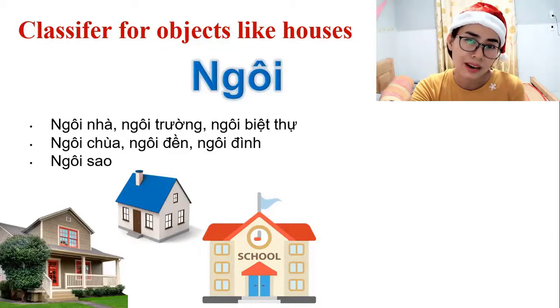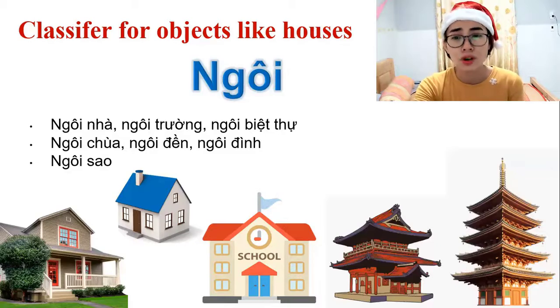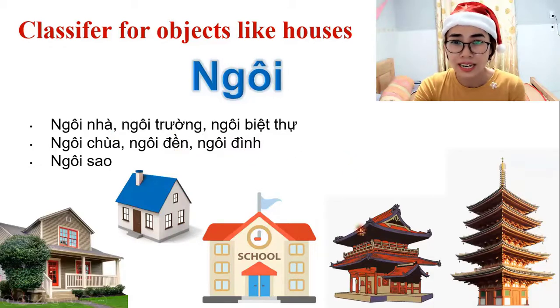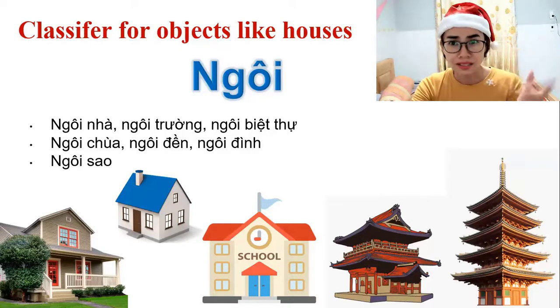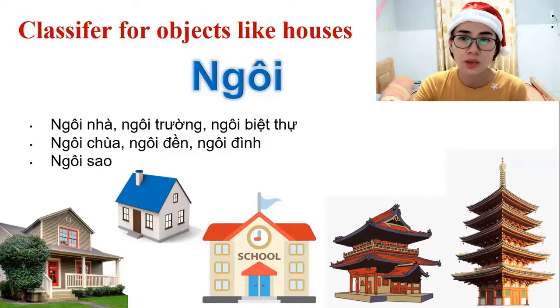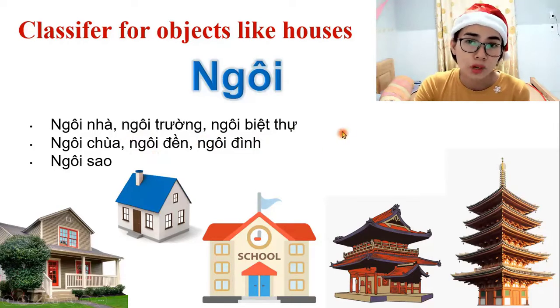Or something also like a house, temple or pagoda: ngôi chùa, ngôi đền, ngôi đình. Đền and đình are different types of temple in Vietnam. Chùa is a pagoda for Buddhists, but đền and đình are for historical heroes, or some spiritual gods that we worship or respect. So we build a đình, a ngôi đền for them. You need to Google them for more information.